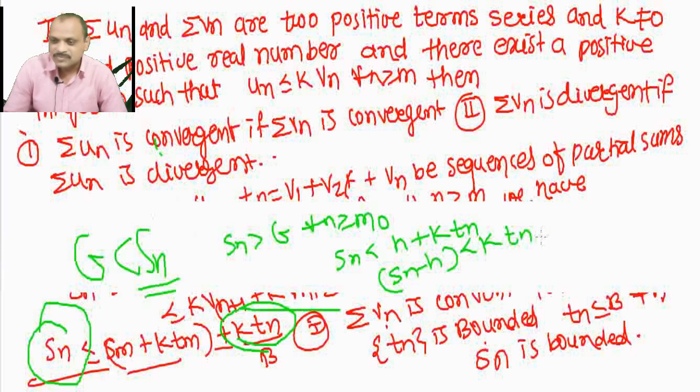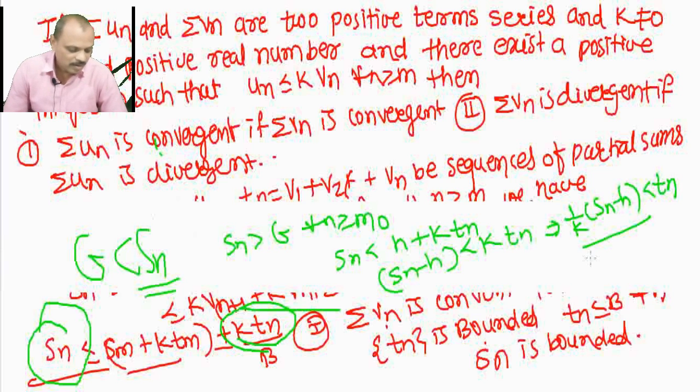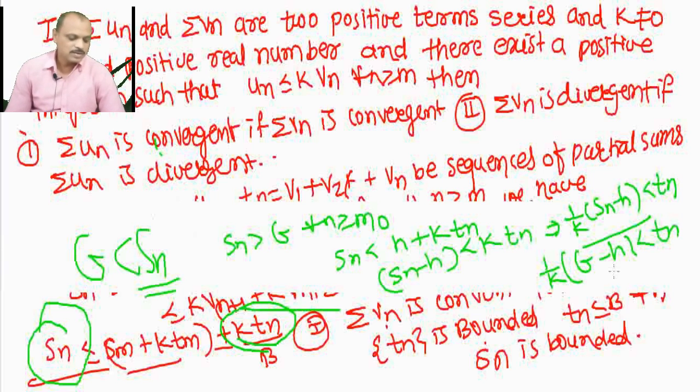1 divided by k into Sn minus h is less than Tn. But Sn is obviously greater than g, so 1 divided by k into g minus h is less than Tn, and hence the sequence Tn is not bounded, so summation Un Vn is not convergent, and this proves the first comparison test, and it is a very important test.